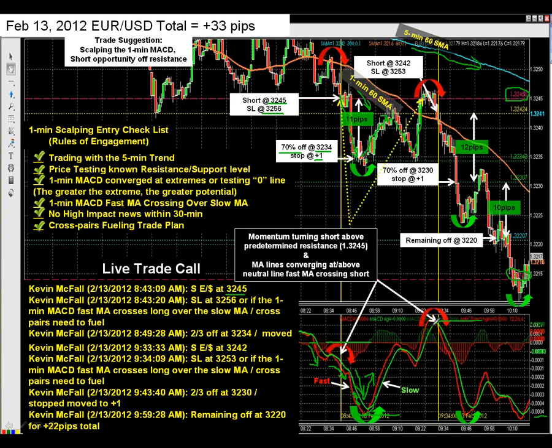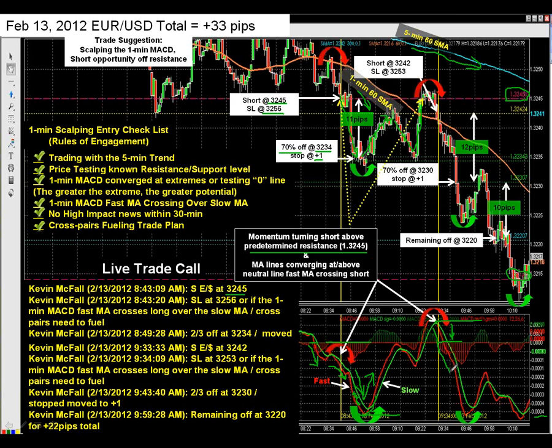Look at our MACD lines. MACD lines are coming up just above the neutral line, and there's our crossover again. So we have momentum again turning short above a predetermined resistance at 32.45, and we have our moving average lines just above the zero line here, turning down, going to the short side as we're testing resistance. So we're hitting a ceiling, and the market is saying that we have more sellers coming in than buyers coming into the market.